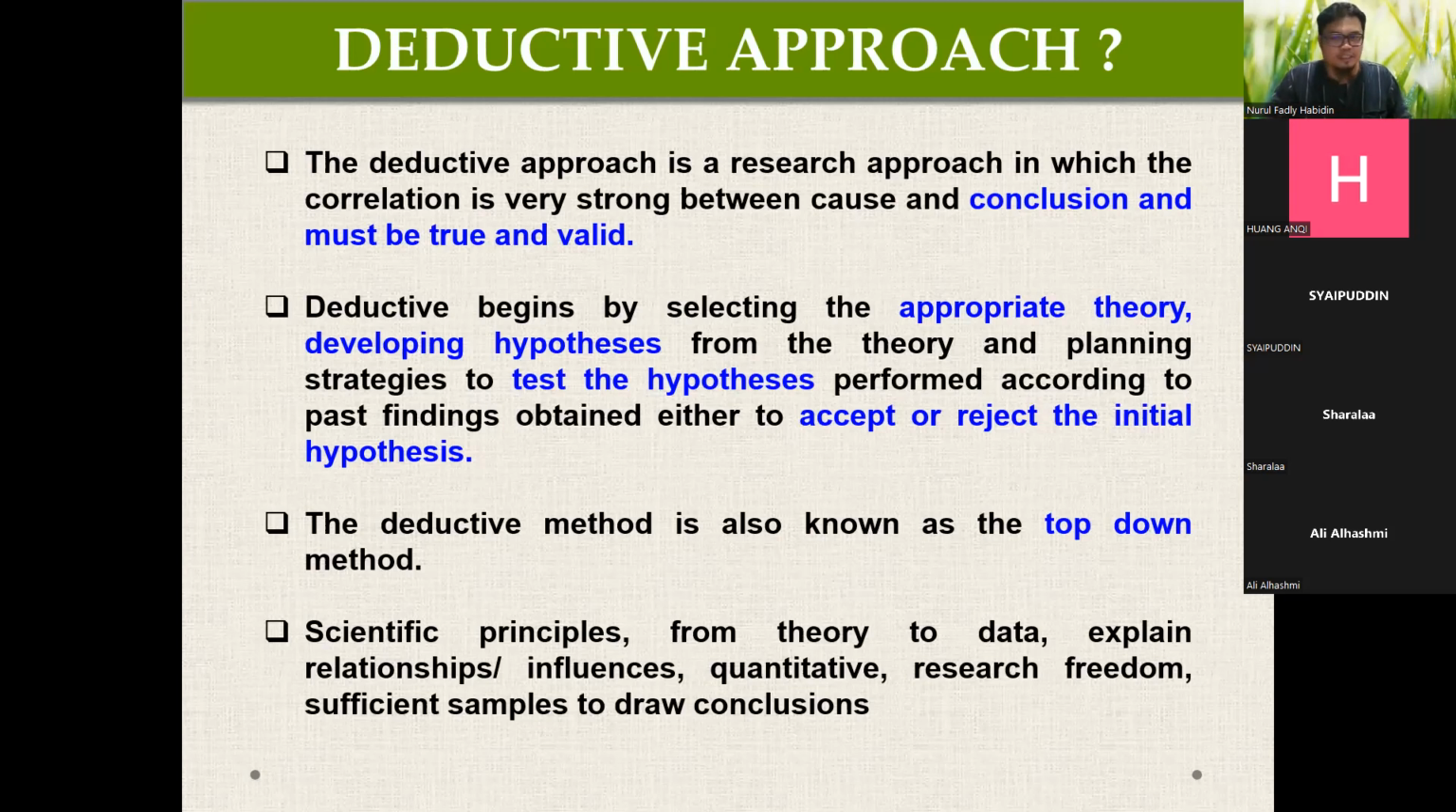research hypothesis, or we call that alternative research hypothesis. The answer is you should accept or reject the hypothesis, H null or H1. That's really important. So everything is scientific. Step by step, you should follow the process.